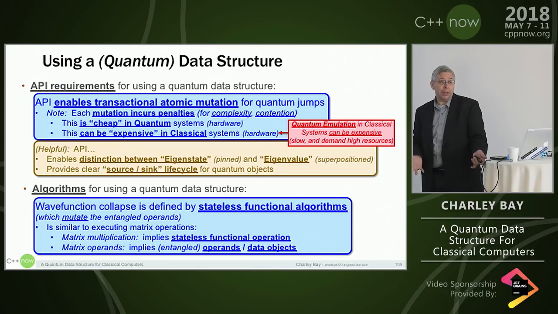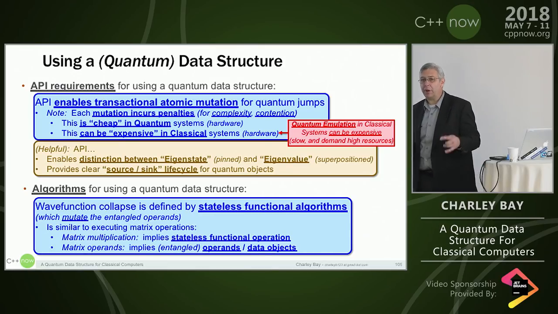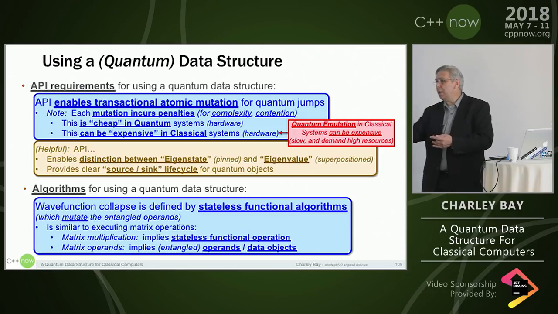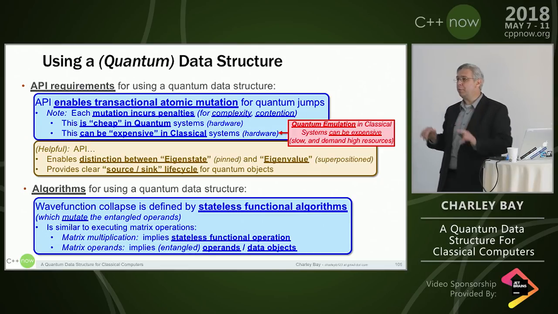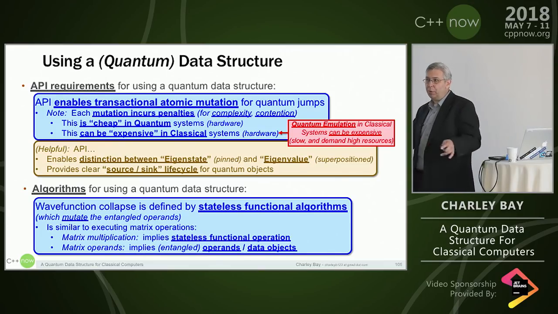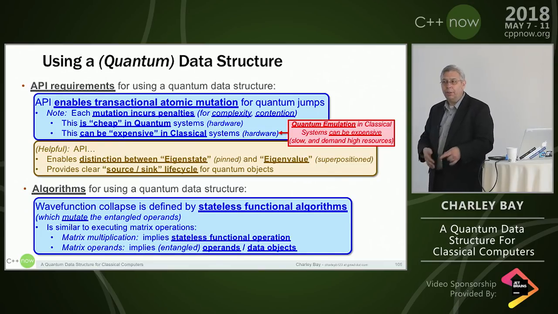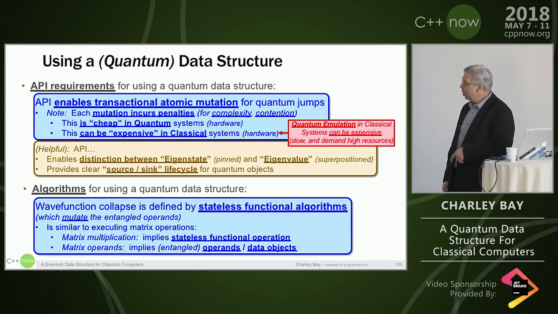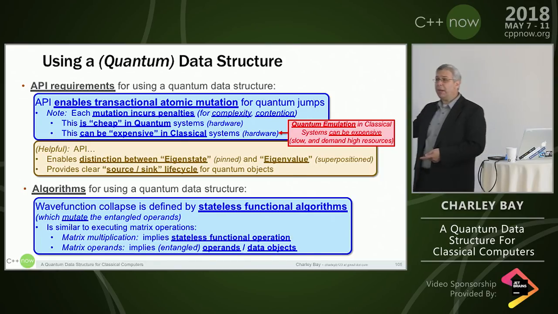Because if he's pinned to the eigenstate, you can go ahead and read it. It's not going to be destructive. But if it's an eigenvalue, it'd be nice to be able to test: if I were to read you, would this trigger a collapse? That would be a helpful API thing, because we really need to know where in the life cycle the object happens to be. But the algorithms, you can still do matrix math, right?